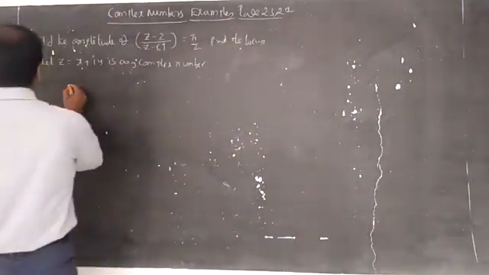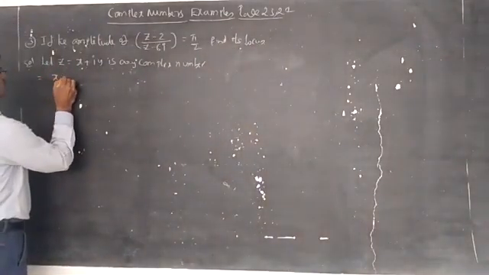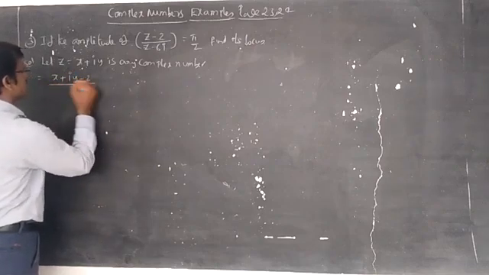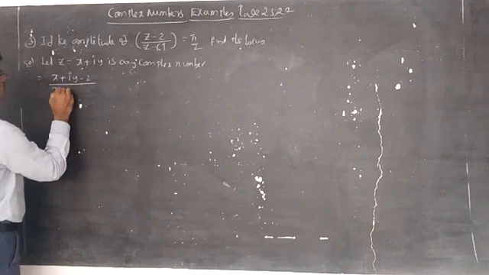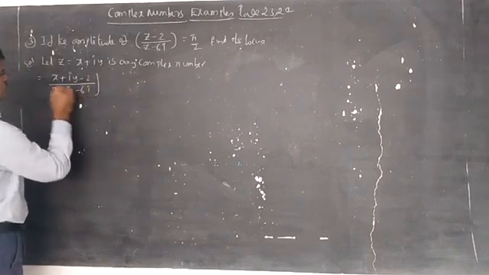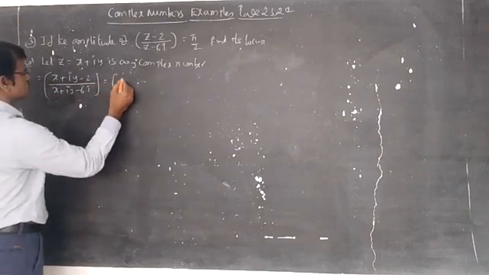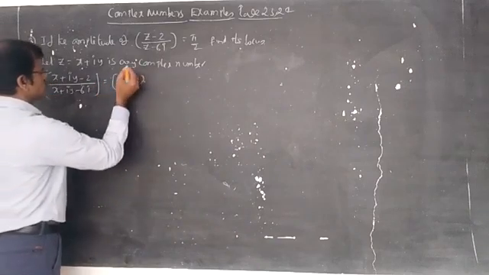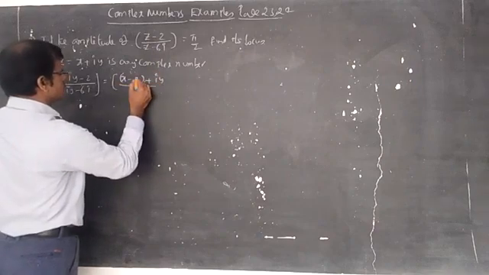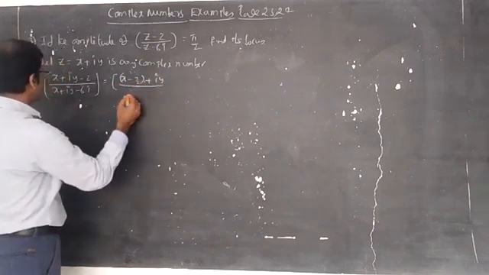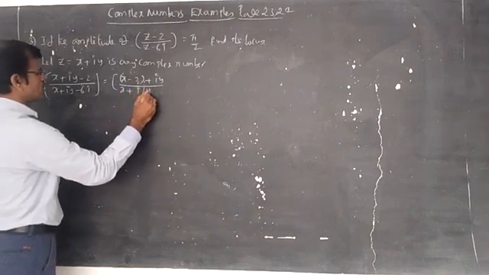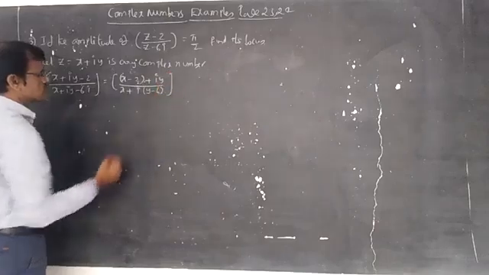z is equal to x plus iy. Now you can write here x plus iy minus 2i, over x plus iy minus 6i. Now x minus 2 plus iy. Always first of all you should write real, later you write imaginary. Take i common here, it becomes y minus 6.